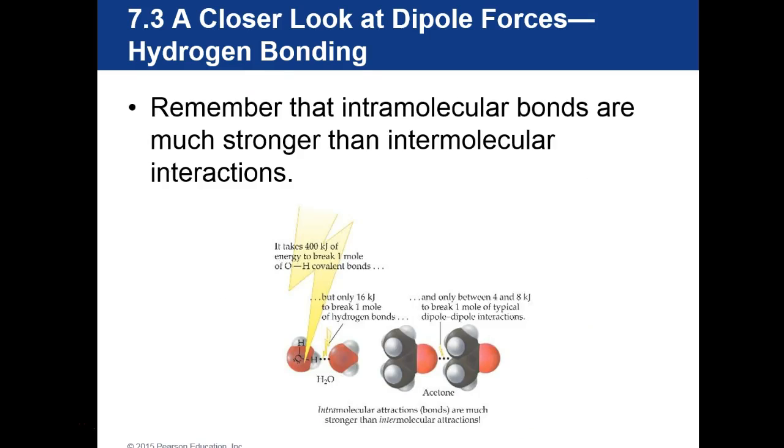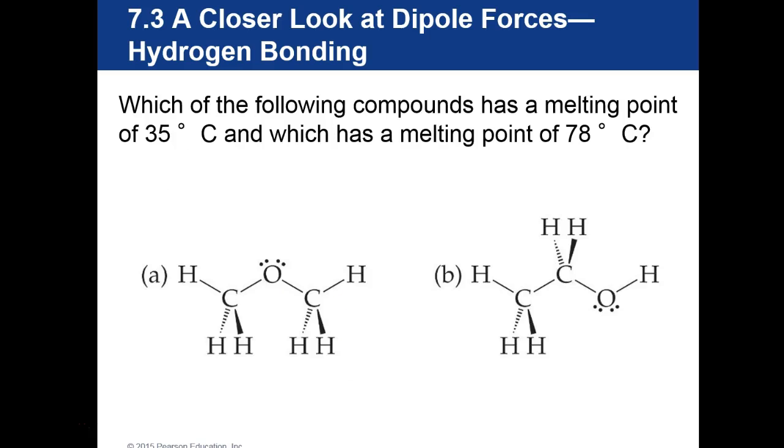Remember that intramolecular bonds are much stronger than intermolecular interactions. For example, it takes 400 kilojoules of energy to break 1 mole of oxygen-hydrogen covalent bonds, but only 16 kilojoules to break 1 mole of hydrogen bonds. So intramolecular attractions are much stronger than intermolecular attractions. Which of the following compounds has a melting point of 35, and which one would have a melting point of 78?